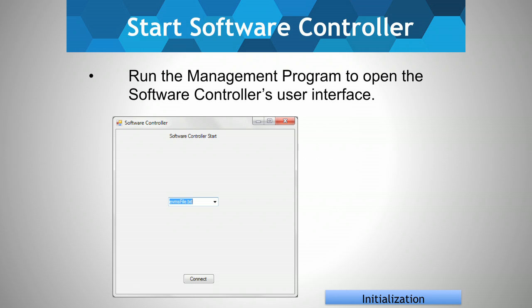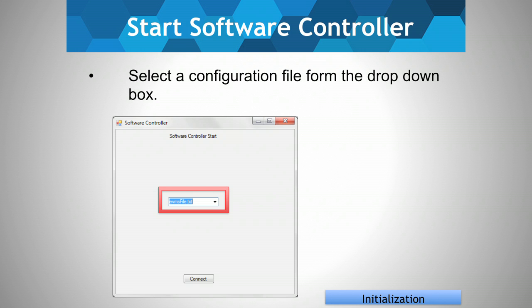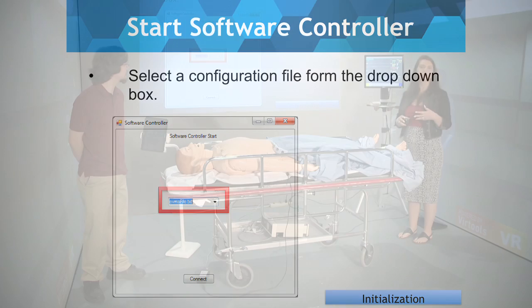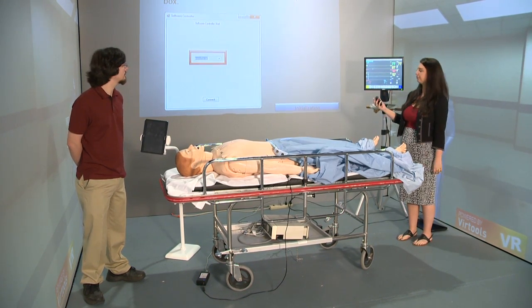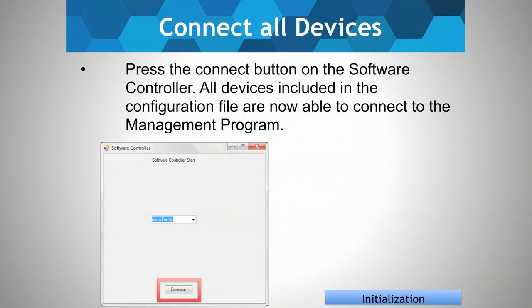For the first step, start the software controller, you must run the management program to open the software controller's user interface. And this is what the software controller user interface looks like. You'll select a configuration file from this drop-down menu. You can have as many of these configuration files as you want; you create them. When you select your configuration file, you click Connect, and all devices included in the configuration file are now able to connect to the management program.